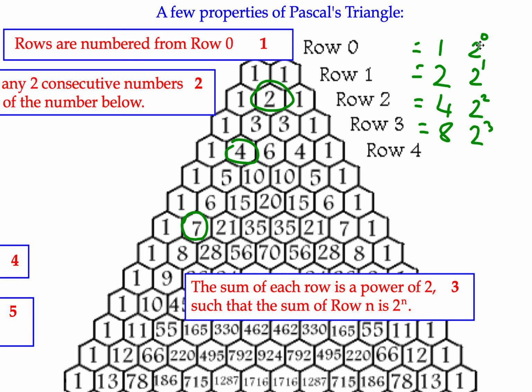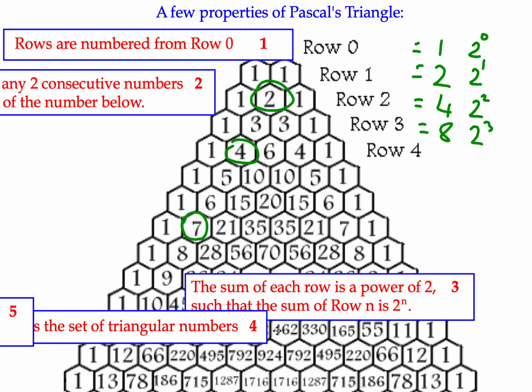In other words, for row 0, when n is 0, it's 2 to the power 0. For row 3, the sum is 2 to the power 3. For row 10, we would have 2 to the power 10. That's a really interesting property. Well, I find it interesting. You might not. Okay, number 4, interesting fact.